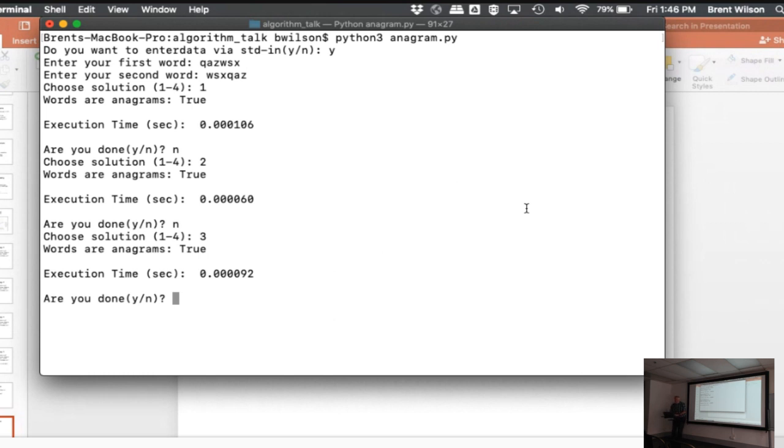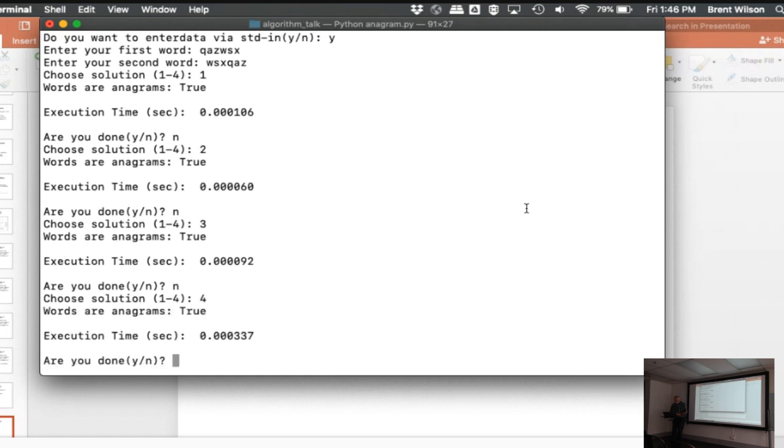And am I done? No. We'll do number 4. Yeah, that didn't look so good. I mean, it's still incredibly fast. So if our job was to write an app that people could plug in 6-letter words, and it would tell us whether it's an anagram, you probably could choose any one of those 4 solutions and it would work just fine.